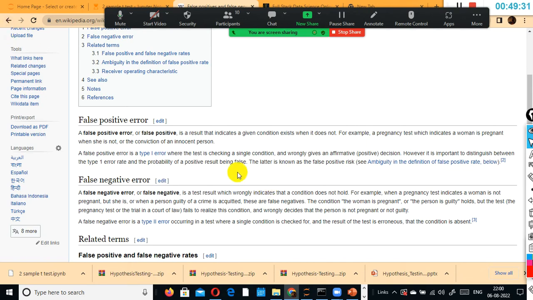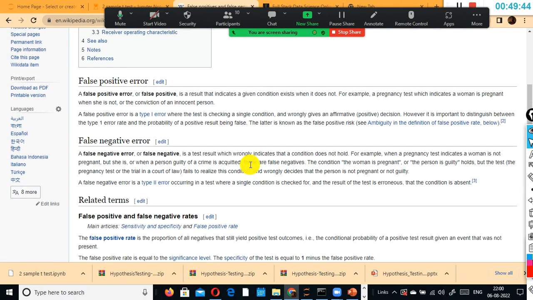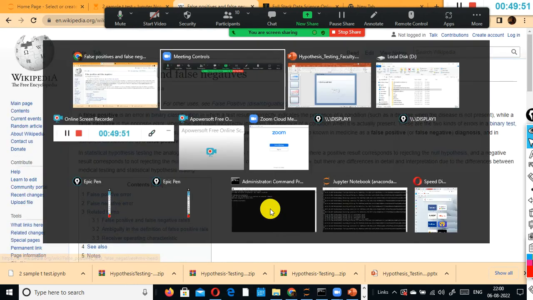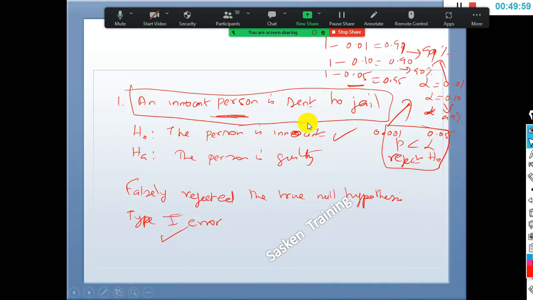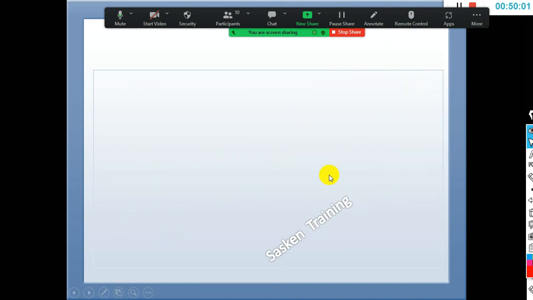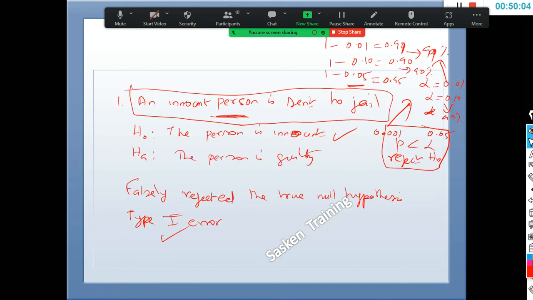That is what they gave here. Yes, type 1 error rate, the probability of a positive result being false, and the false negative error, so type 2 error. False negative is type 2 and false positive is type 1 error. I mentioned it correctly, okay? So hope you understood this one. It will be slightly confusing, so don't get confused. For that reason I told you to apply the COVID or cancer example, right? So this is very critical, the type 1 and type 2 error.